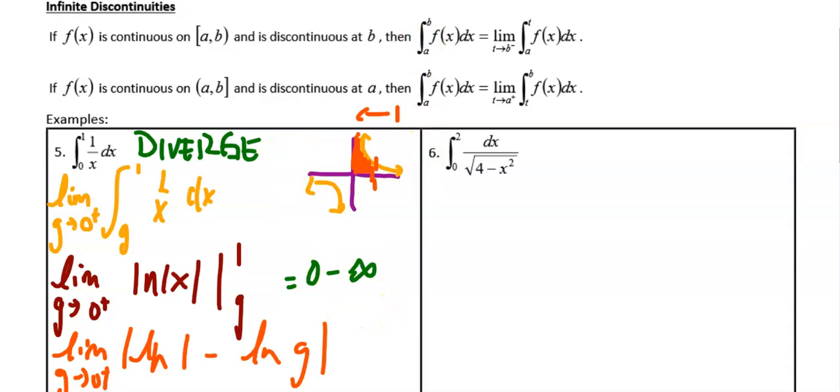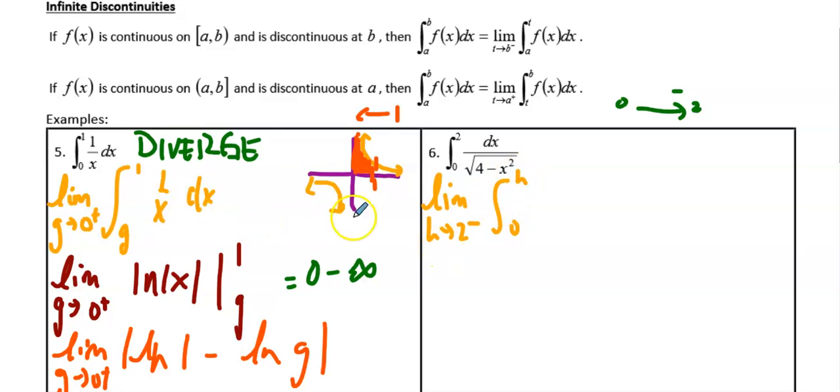Example number 6. Let's look at the function. If we plug in 2 to our function, we're going to get 1 over the square root of 4 minus 2 squared, well, 2 squared is 4, so I get 0. So again, I know that this is undefined at 2. Well, if I'm going from 0 to 2, so here's 0 and here's 2, I'm approaching 2 from the left. Just like in the previous example, I want to go from the left. So the limit as h approaches 2 from the left of the integral from 0 to h.